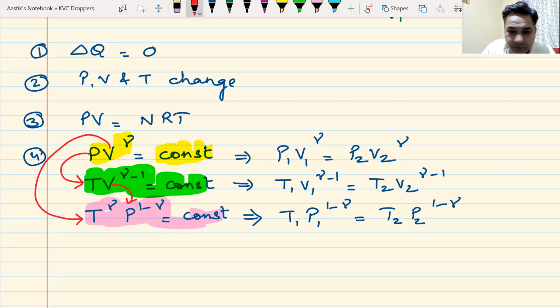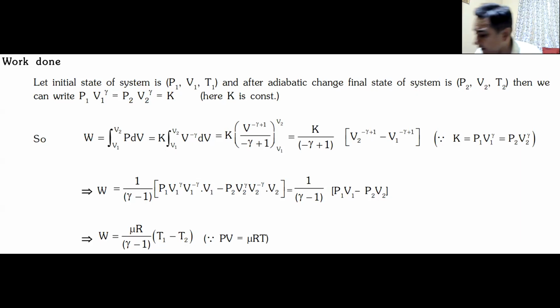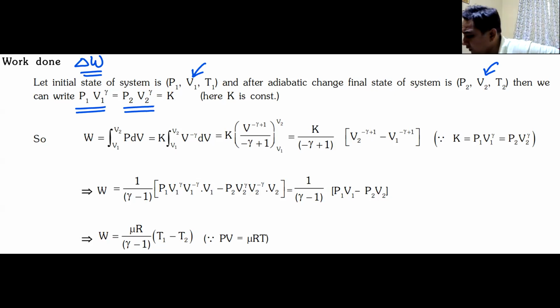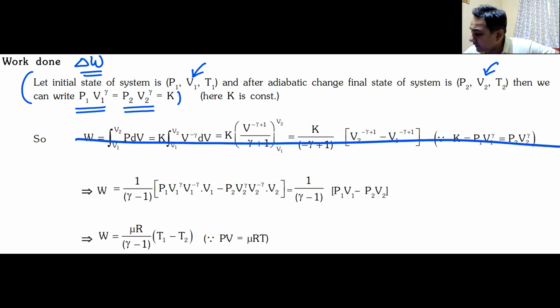Then we will move ahead, and the next thing is, as always, the work done in an adiabatic process. The gas is taken from one state P1 V1 T1 to another state P2 V2 T2, and I know that P1 V1 raised to the power gamma is equal to P2 V2 raised to the power gamma, and I have also seen the other two ways of writing the same thing. So you will write from here to here. You understand this? Everything else is just a derivation. We will not write the derivation of this entire thing.